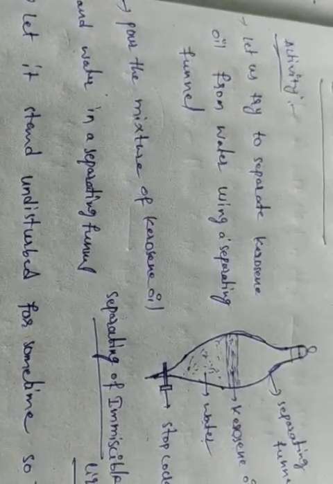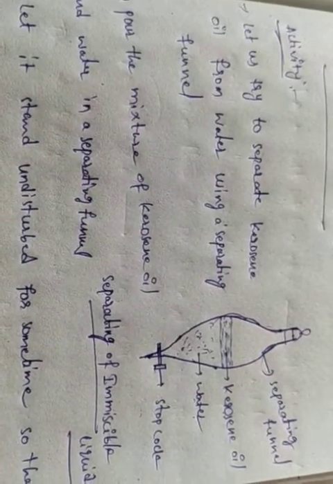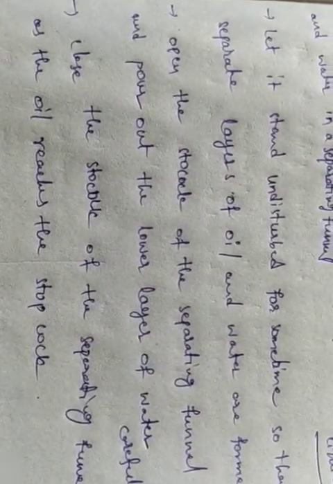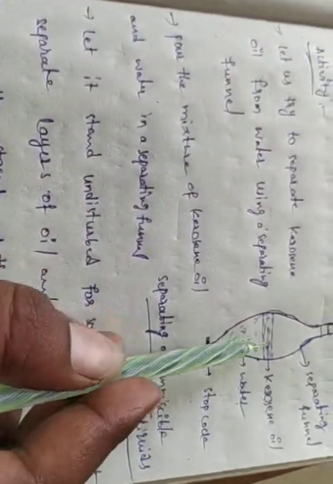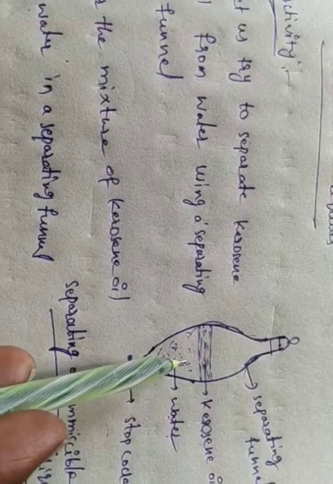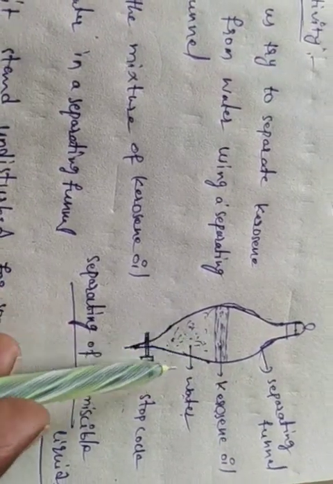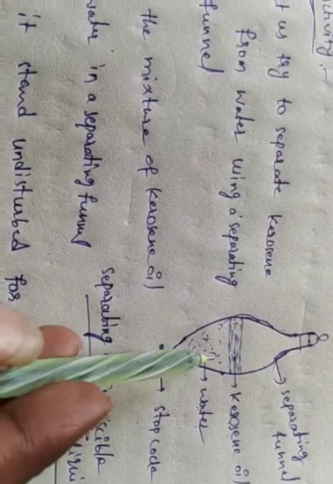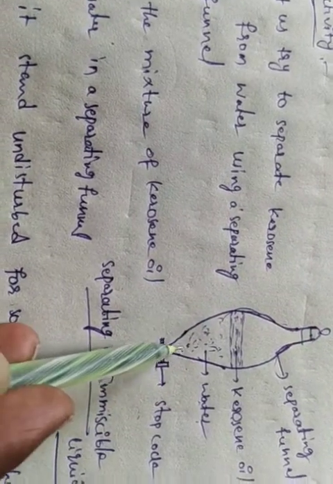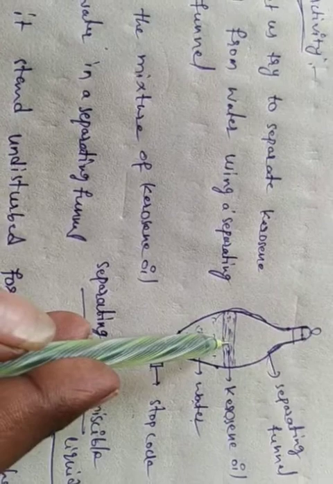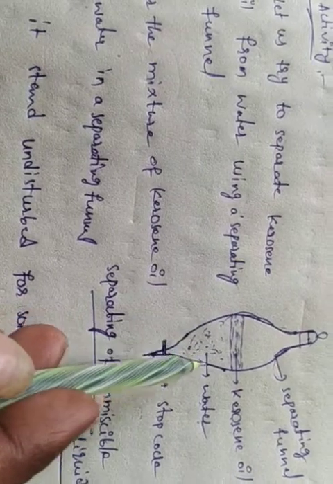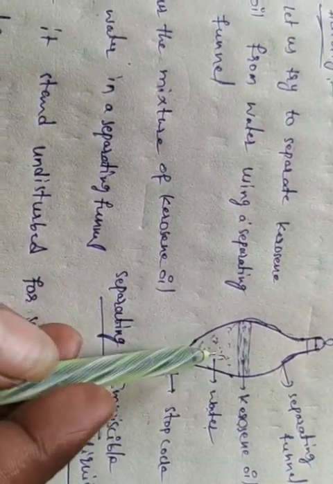And applications. With this separating funnel we separate oil and water, kerosene oil and water. How can we separate them? First we pour the mixture of oil and water into the separating funnel, and after some time, without disturbing the funnel, two layers will be formed. After that we open the stopcock. Then what will happen? Pour out the lower layer. The lower layer is water. We pour out the lower layer. After that, when the kerosene oil reaches the stopcock, we can close the stopcock. So we separate water and oil individually by this separating funnel.